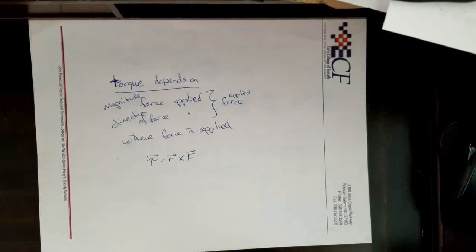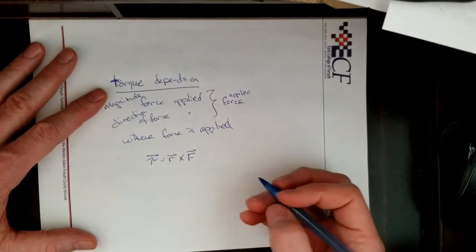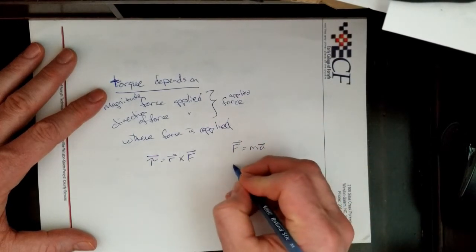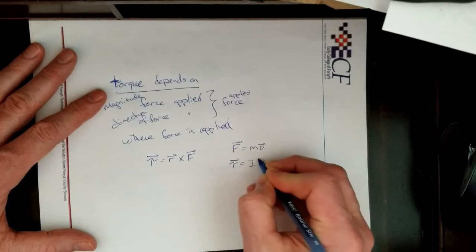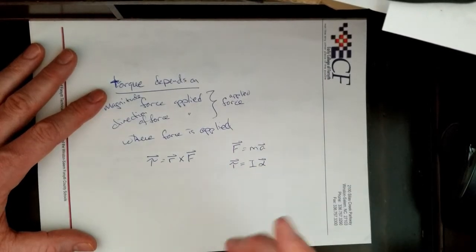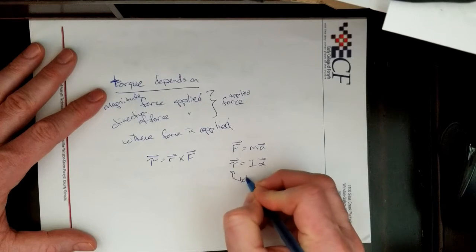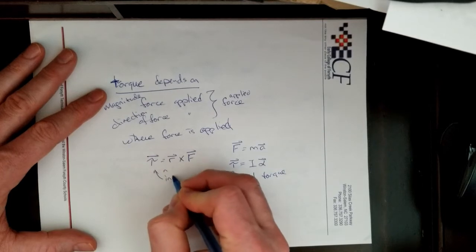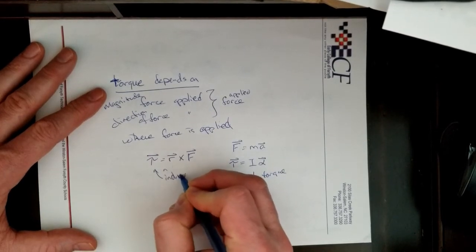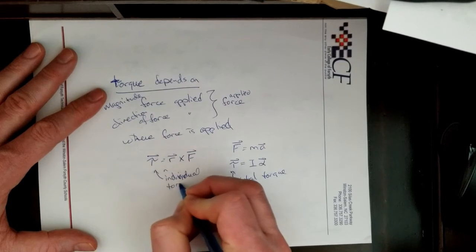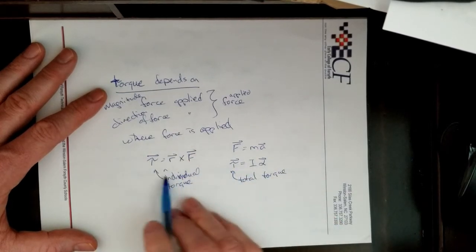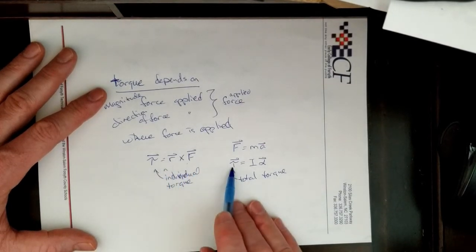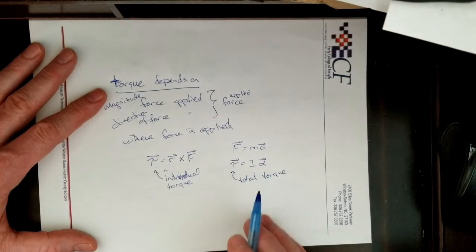Now you might be thinking, wait a second, I thought we could just transliterate the old equation because isn't force equal to mass times acceleration? Well, yes, it is. So therefore, shouldn't torque equal I times alpha? Yes, it does. The difference between these two is this is the total torque, and this is the individual torque. So if I have a bunch of forces acting on an object, I would do this for each of those and then add them together to get the total torque, and that's equal to I times alpha.